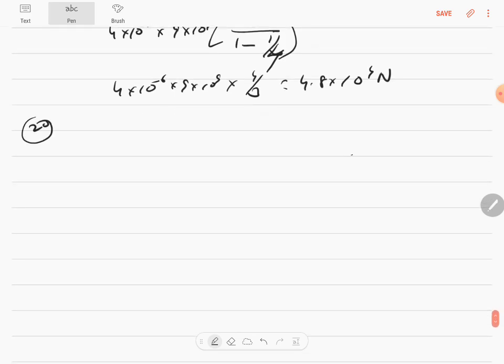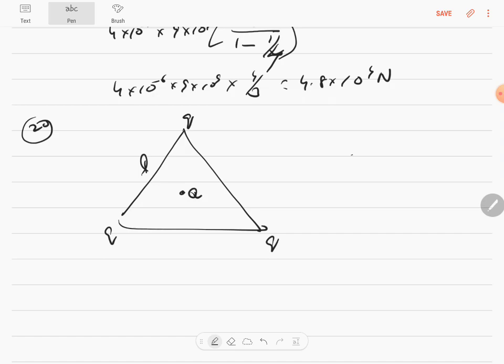Consider 3 charges Q1, Q2, Q3, each of charge Q, all of them of equal charge. They are placed on the vertices of an equilateral triangle of side L. What is the force on a charge capital Q placed at the centroid? Capital Q is placed. What is the force on it?